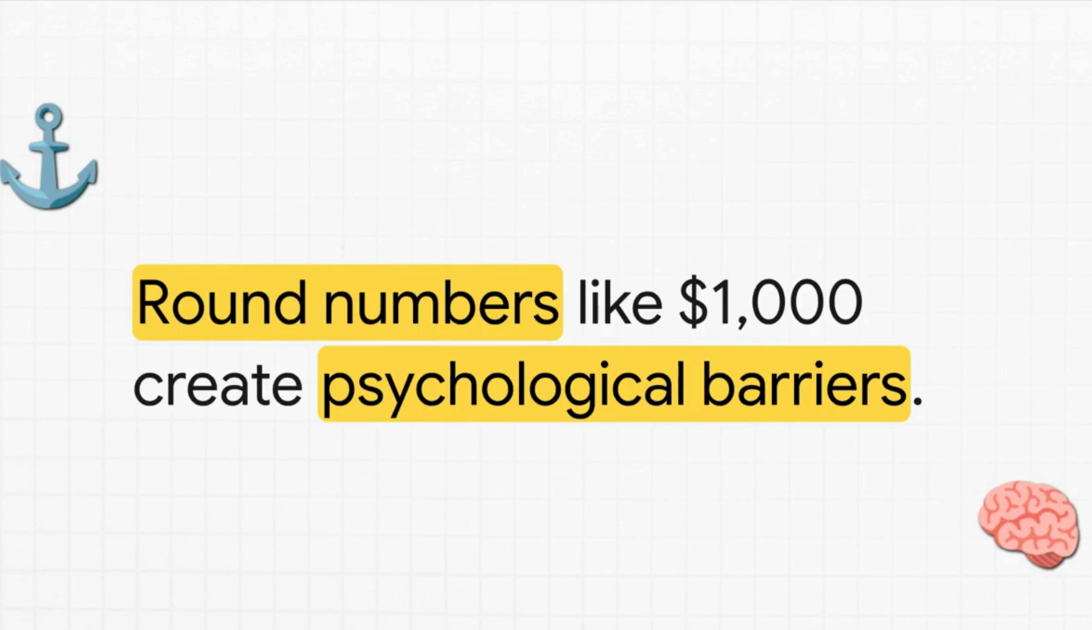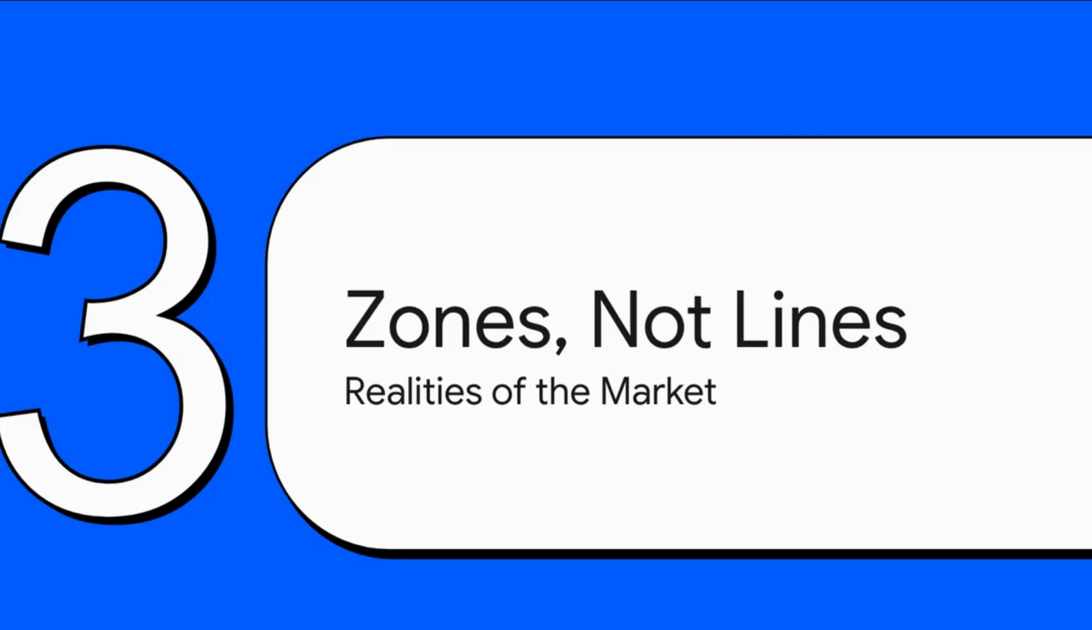And you know what? Our own brains actually get in the way here too. Traders heavily rely on a cognitive shortcut called anchoring. This basically means that round symbolic numbers, think $1,000 or $25,000, often become these self-fulfilling barriers purely based on human psychology. They don't represent some magical change in a company's fundamentals. They're just a mental hurdle where traders automatically adjust their behavior. Pretty wild, right? Let's jump to Section 3, drawing zones, not lines, the realities of the market.